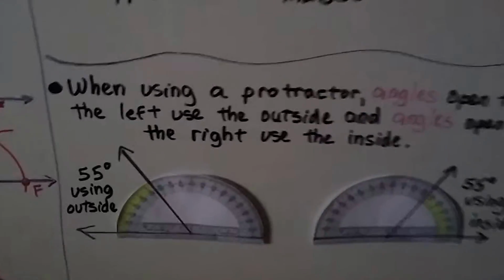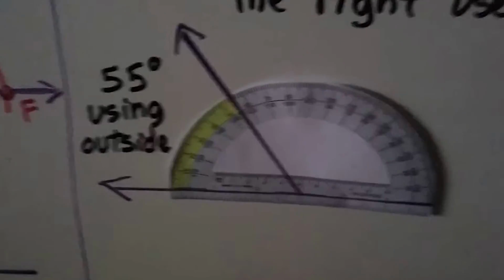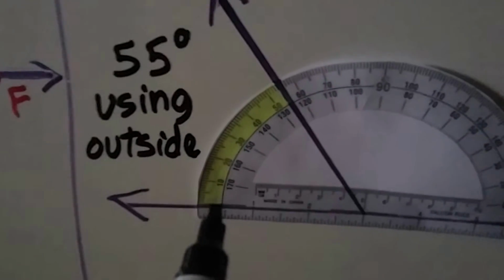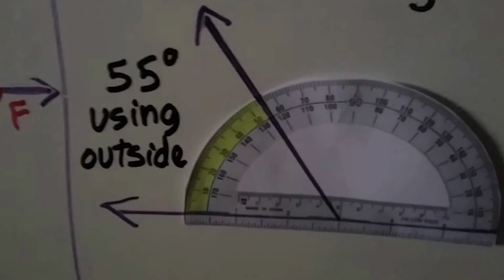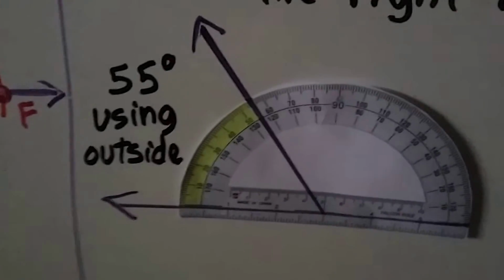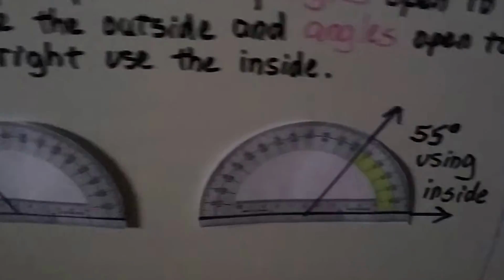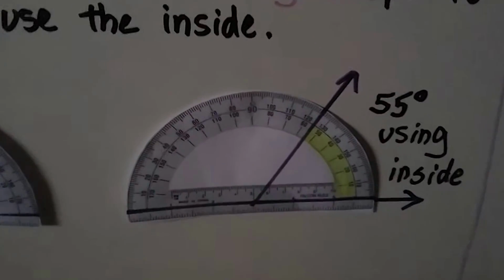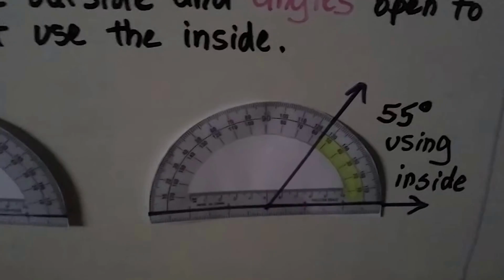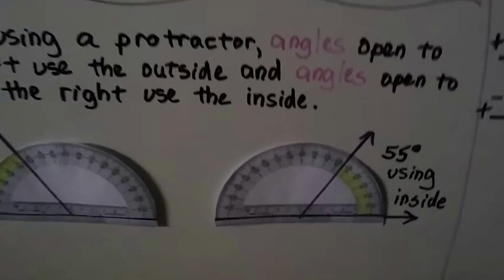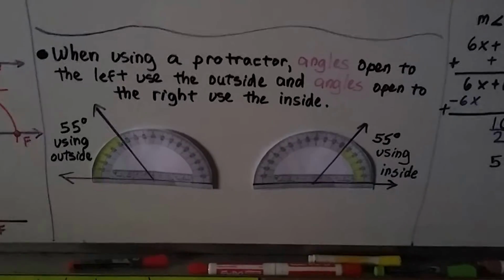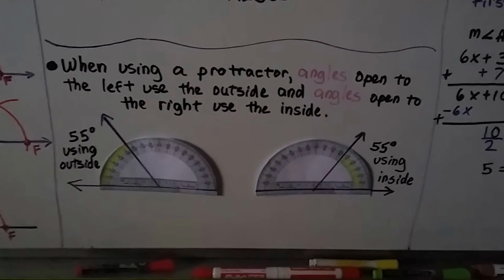So if we take a closer look at this, this one's opening to the left. This is a 55-degree angle using the outside measures. It's at 55 degrees. Can you see that? I'm having little focus problems here. Okay? And if it opens to the right, we can use the inside measures. This is a 55-degree starting here, see? All right? So depending on which side the angle opens is going to depend if you use the inside or outside measures on the protractor.